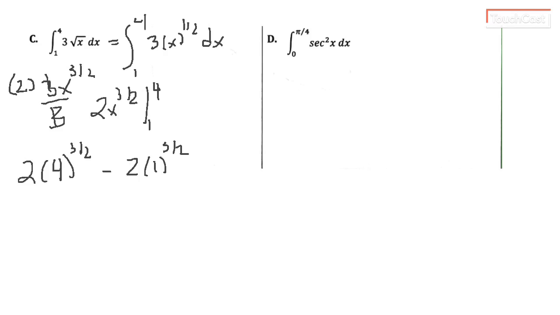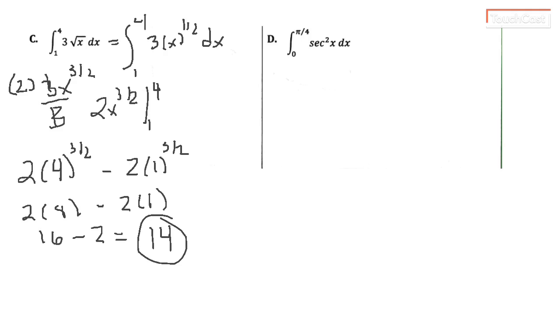So the square root of 4 is 2, and 2 cubed is 8. So we're going to have 2 times 8 minus 2. Well, the square root of 1 is 1, and 1 cubed is 1. So 2 times 1. 2 times 8 we know is 16, minus 2 times 1 is 2, which means this integral is going to give us an answer of 14.